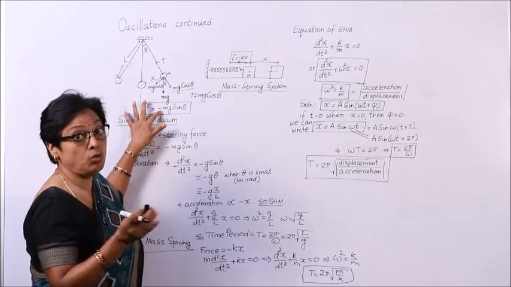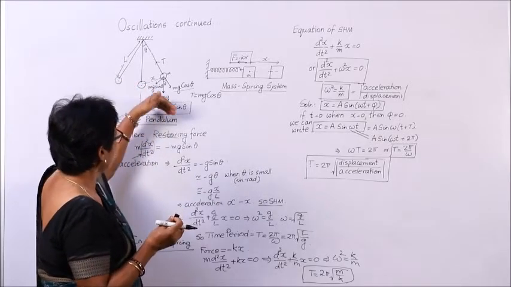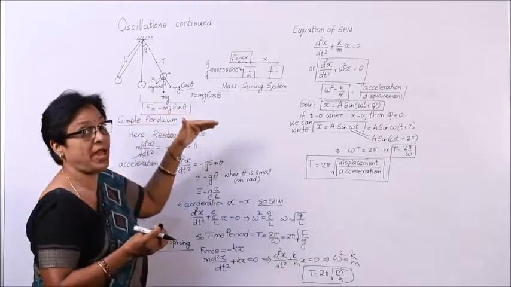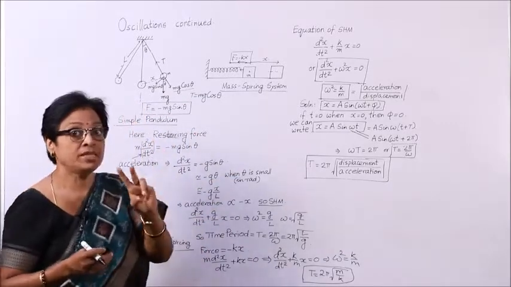This means the force is in the direction opposite to the displacement, or it is always towards the mean position. When it comes to this side, the force will be along this direction. So it is trying to bring it back to the mean position. So this force is what is needed for simple harmonic motion.